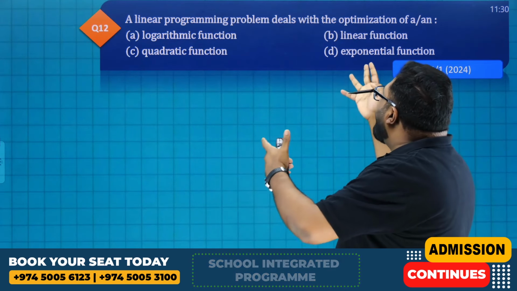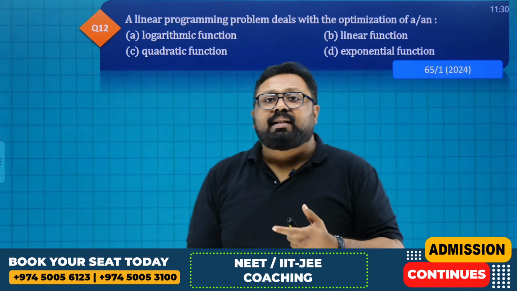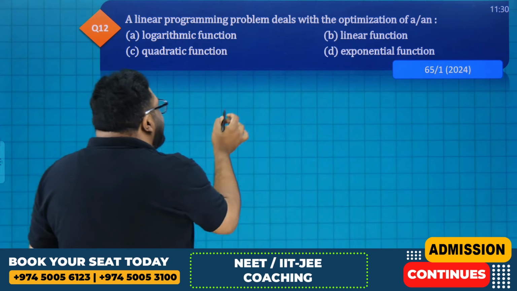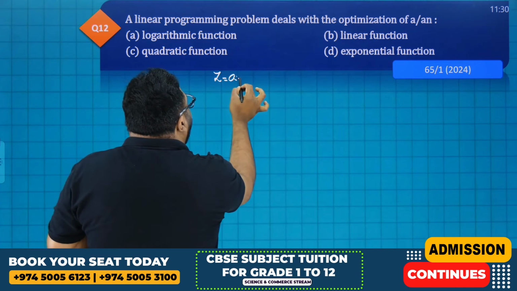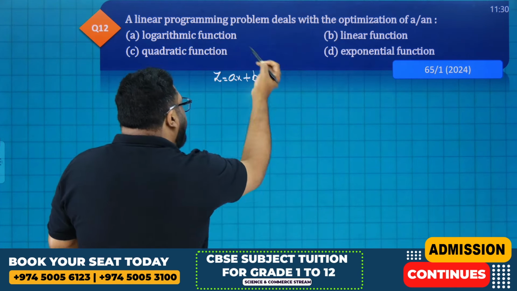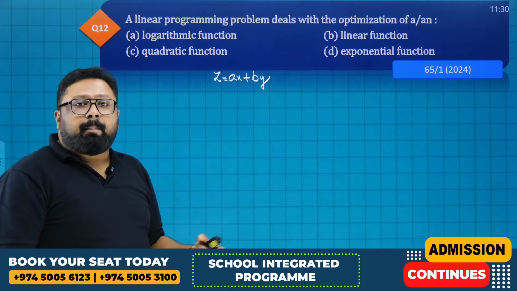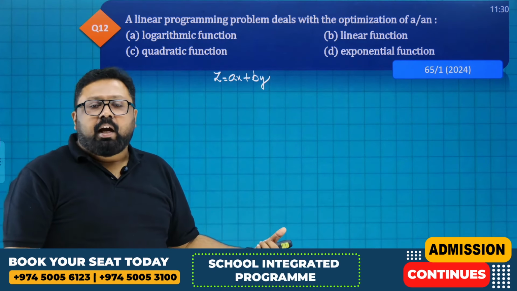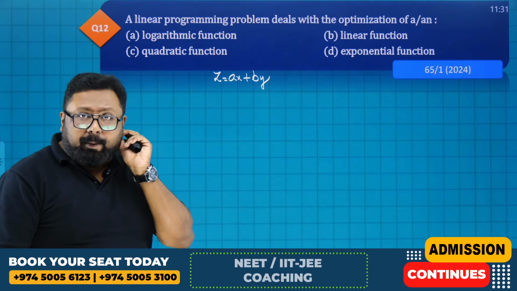A linear programming problem deals with the optimization of Z. We know that Z always looks like AX plus BY because we are using the solution in the method of graphicals. Yes? Graphical method is the method we are going to use to solve an LPP.